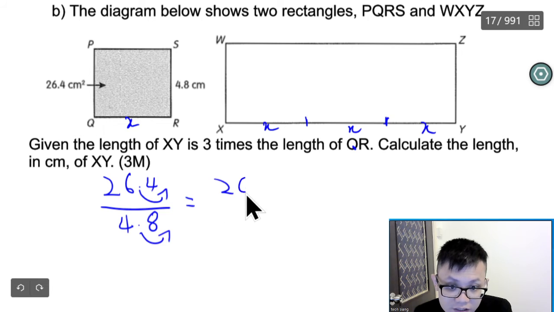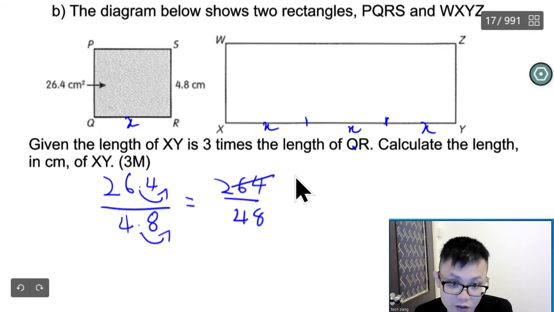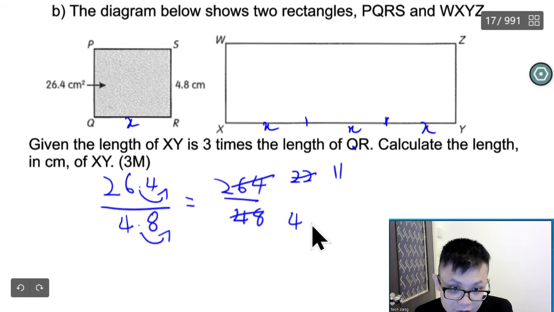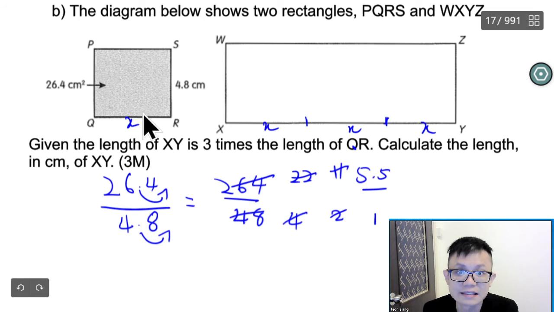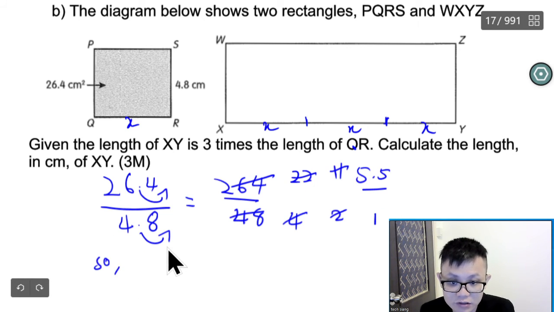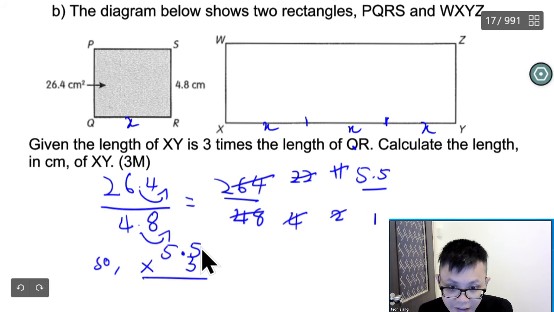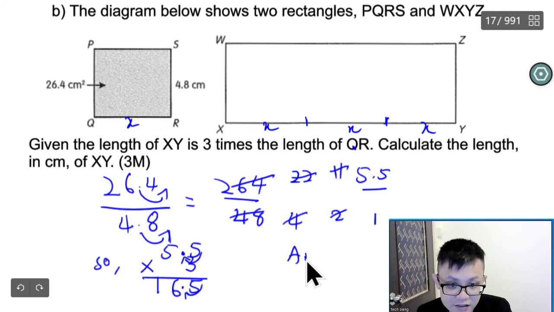Move one side, 264 over 48 divided by 12, I will get 22 over 4, divided by 2, I get 11 over 2, I get 5.5 over 1. So this one, 5.5 means x. So I will just need to use 5.5 times 3. So I get 5 times 3, 15. 5 times 3, 15 plus 1, 16. 1 dot here, 1 dot here. So 16.5.